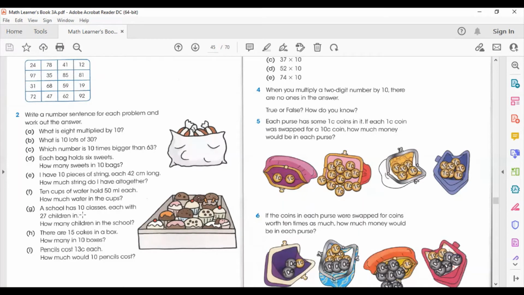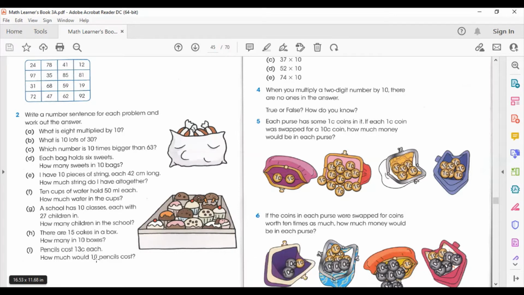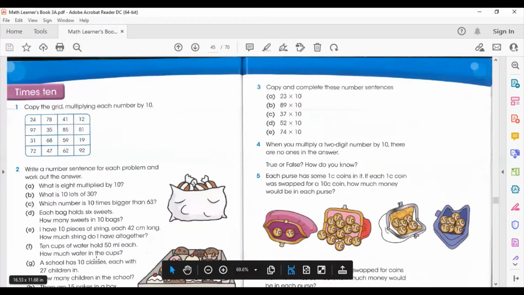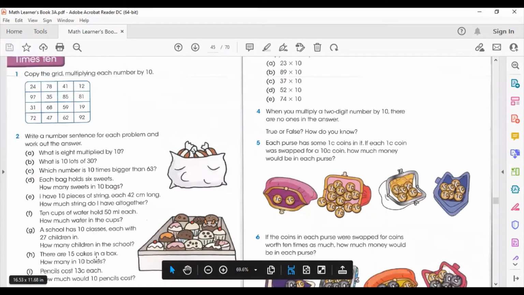Like this, the school has 10 classes, each with 27 children. How many children in the school? 27 multiplied by 10. The 0 we bring here, 270. There are 15 cakes multiplied by 10, 150. 13 cents multiplied by 10, 130. So every number here needs to be multiplied by 10. 130 cents, or you can say $1 and 30 cents.